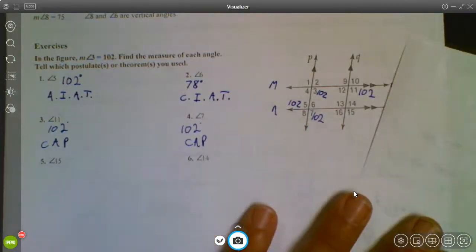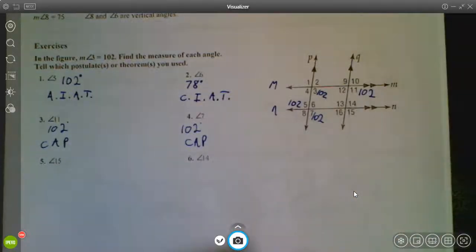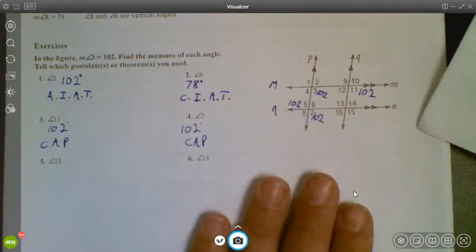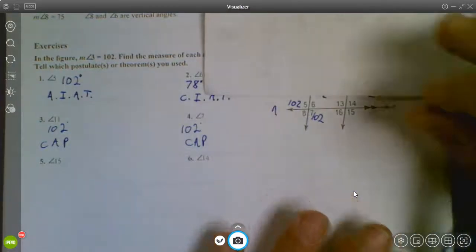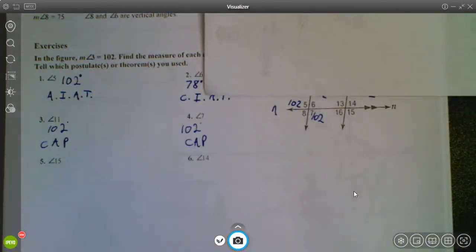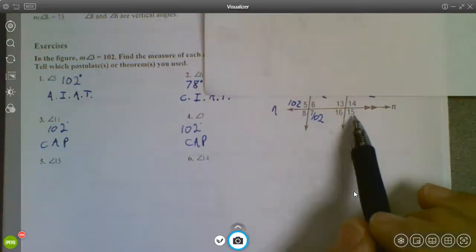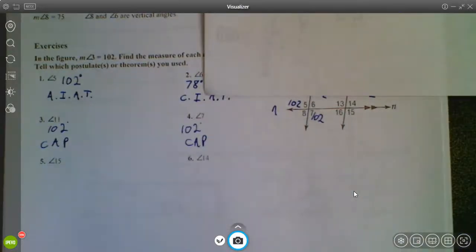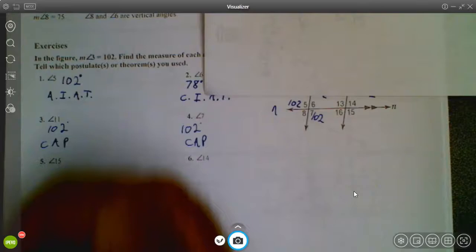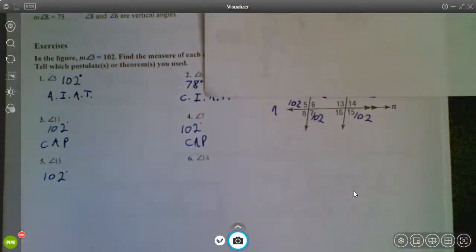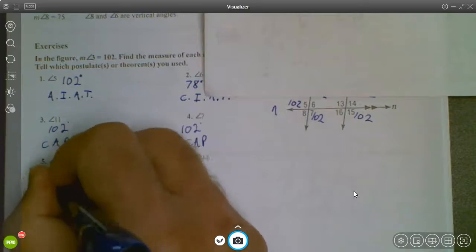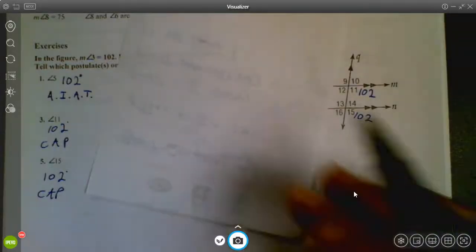Two more. Angle 15. A couple different ways you could do this. As you start filling in more, you get more and more options on how you want to do this. Let's just pick one way. So if I look at this information, angle 15 is corresponding to angle 7. Therefore, it is also 102. And if I took that route, that's my corresponding angles postulate. You could have used corresponding angles right there as well. 11 and 15 would also do the same.